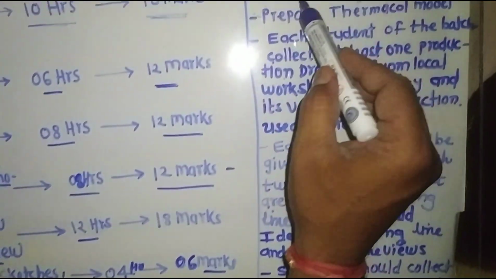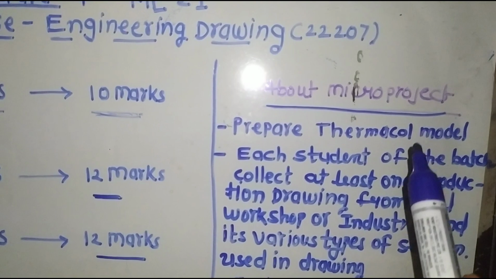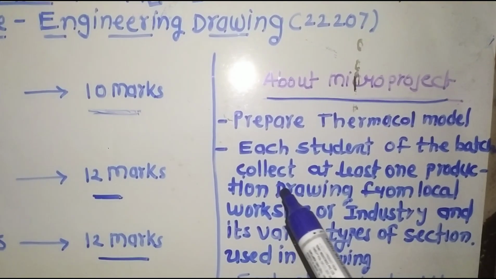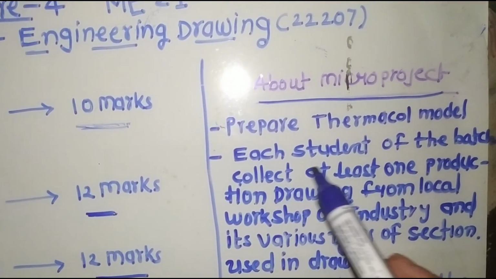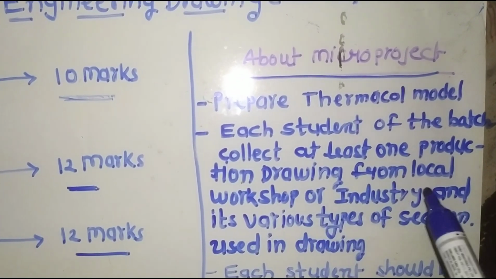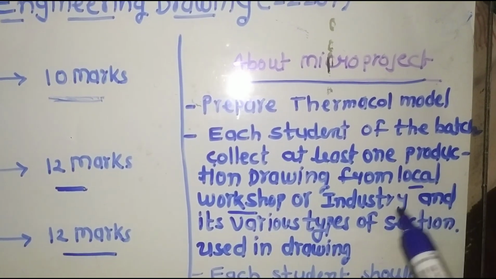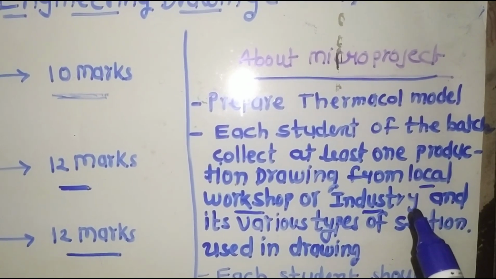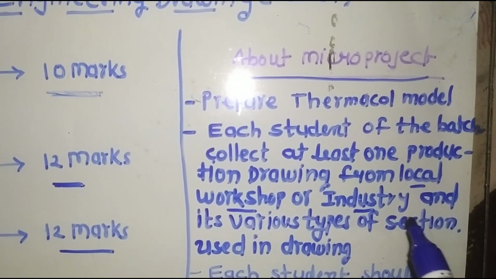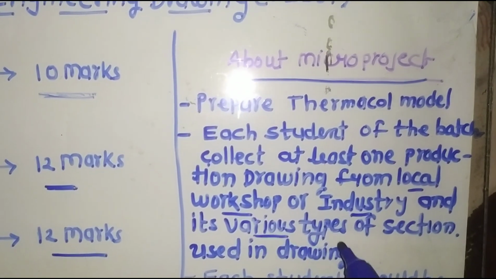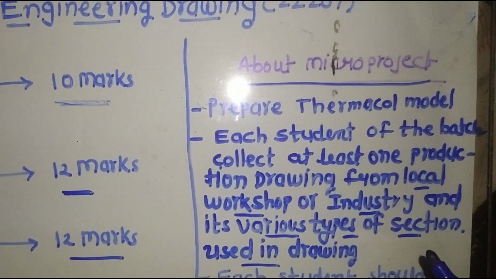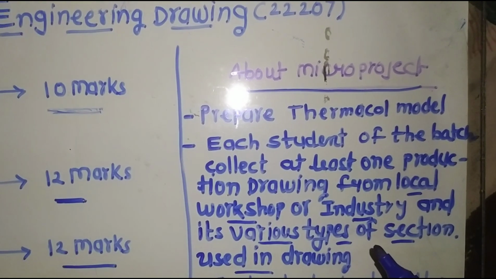Now about the micro project. What is the micro project? Prepare a thermocol model, a three-dimensional thermocol model. Or a second option is that each student of the batch collects at least one production drawing from the local workshop, where it is available, or from the industries. From that job drawing, we will understand how to relate your drawing. The various types of sections you have to observe in that drawing, whether they are used, why they are used in the industries, what is their importance, we can understand from it.